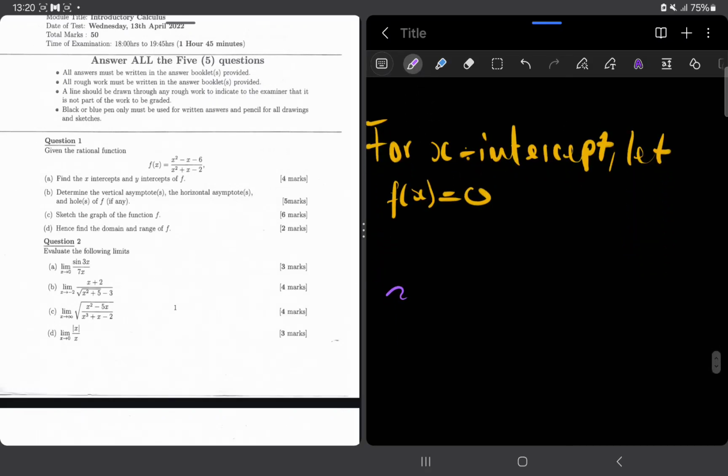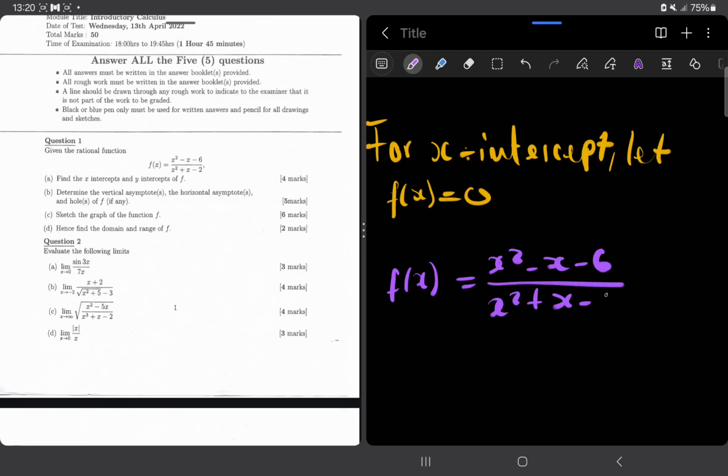So you can now say 0 is equal to x squared minus x minus 6 all over x squared plus x minus 2. You can start by writing f of x again: f of x is equal to x squared minus x minus 6 all over x squared plus x minus 2.